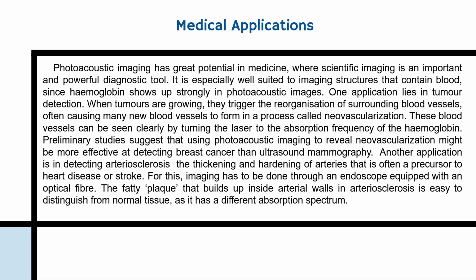Another application is in detecting arteriosclerosis, the thickening and hardening of arteries that is often a precursor to heart disease or stroke. For this, imaging has to be done through an endoscope equipped with an optical fiber. The fatty plaque that builds up inside arterial walls in arteriosclerosis is easy to distinguish from normal tissue, as it has a different absorption spectrum. Again, preliminary research has shown the promise of a more accurate diagnosis.